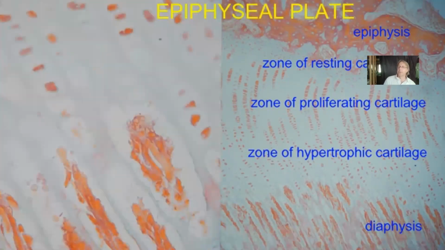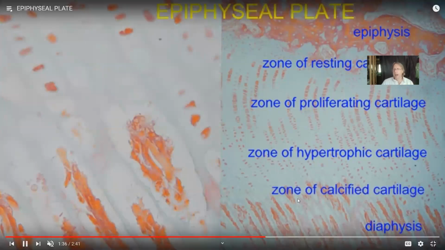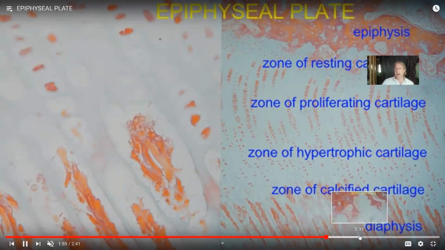Once again, this is bad for the cartilage because this avascular cartilage relies on diffusion to get nutrients to the cells. And once we calcify the cartilage, then it is harder for nutrients to reach the cells of the cartilage.